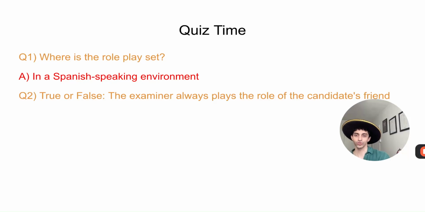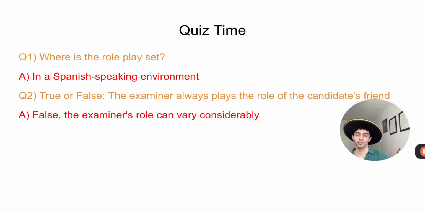Question 2 is true or false. The examiner always plays the role of the candidate's friend. Is that one true or is it false? Let me give you some time to think through this. Okay, and I'm going to show the answer. So this particular one is false.